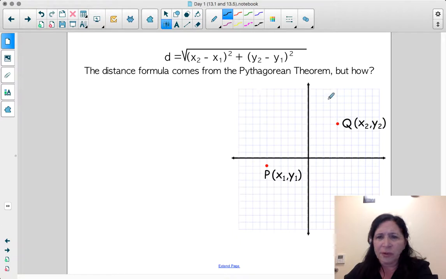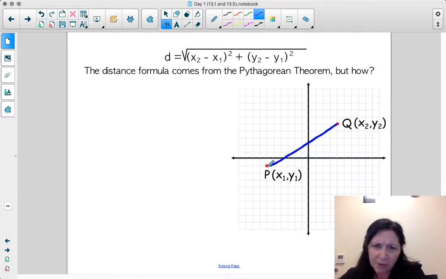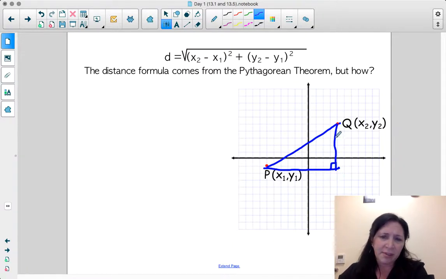So this is where this came from, the Pythagorean theorem. The distance formula comes from the Pythagorean theorem. Basically, you have these 2 points and you want to find the distance between these 2 points. What you're really doing is making this into a right triangle, and you can do that completely fine, and you would be counting those points.